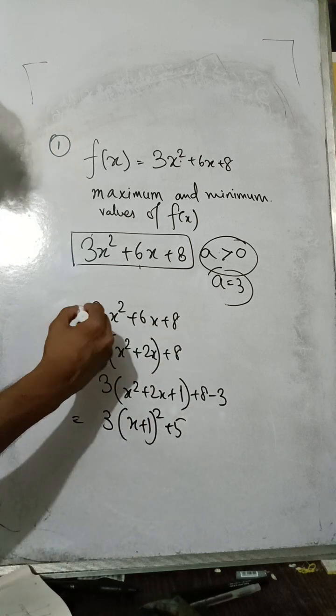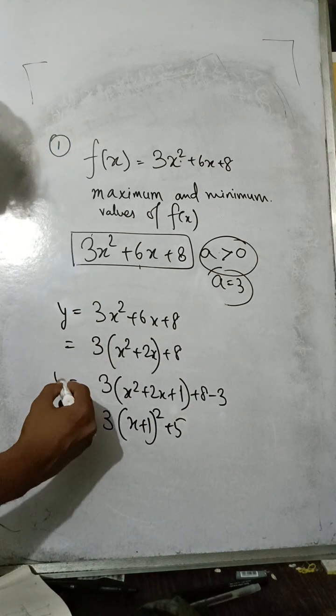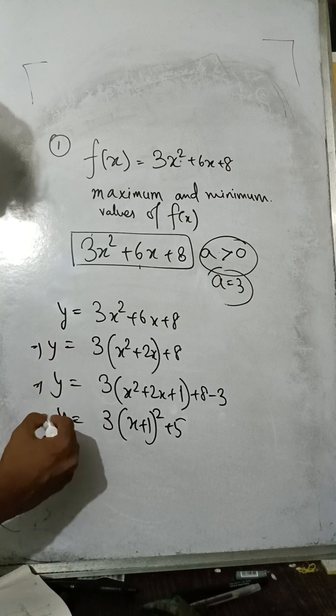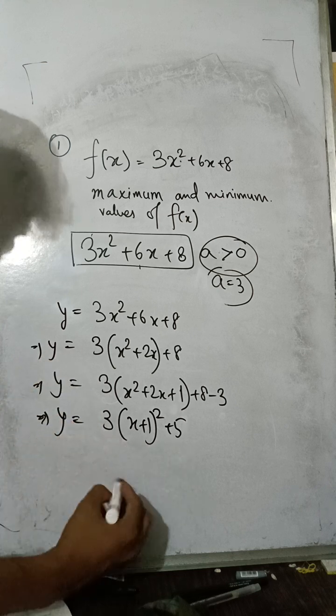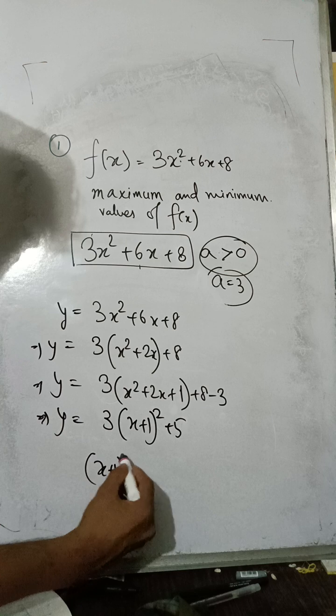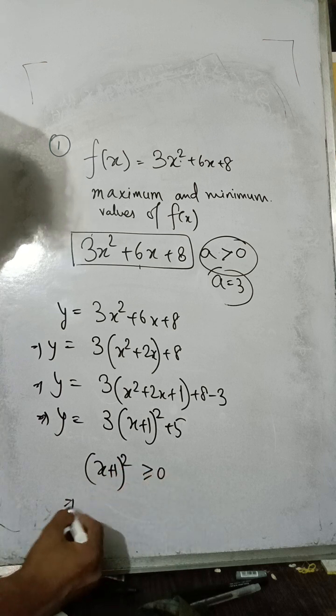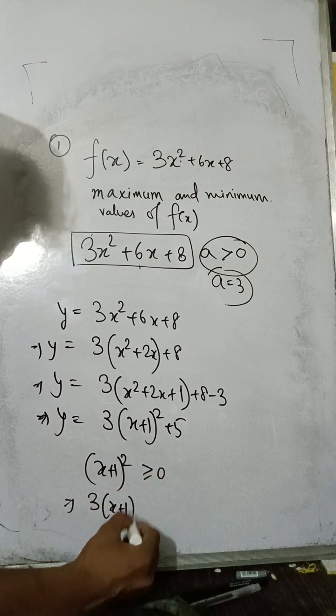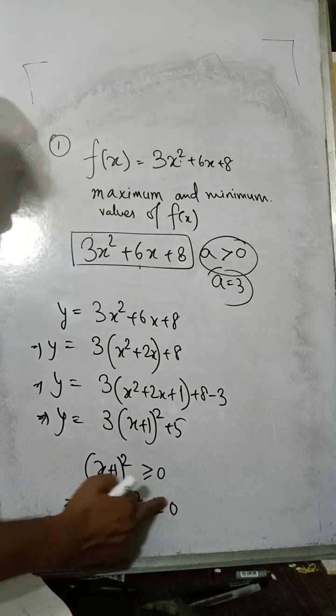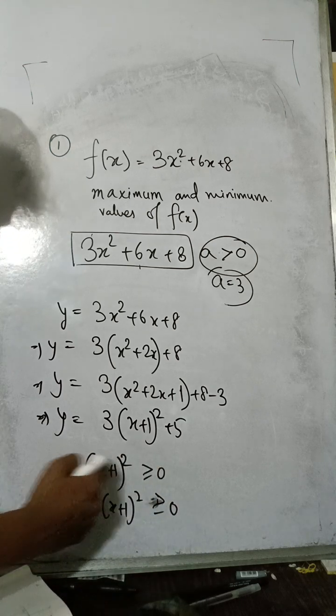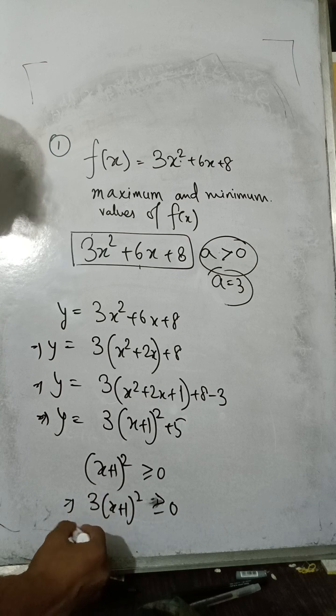So this y is basically this. Now, we already know that x plus 1 whole square is always greater than or equal to 0. So 3 times x plus 1 whole square should also be greater than or equal to 0. If we multiply both the sides with 3, this side remains 0 as well.